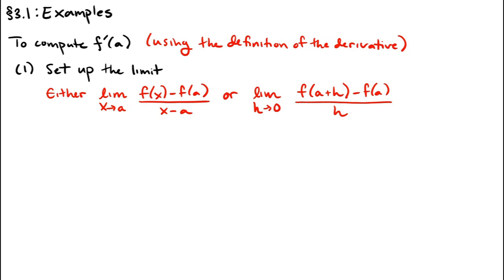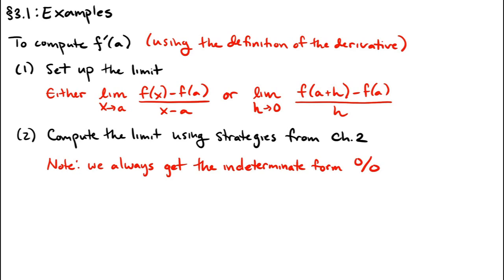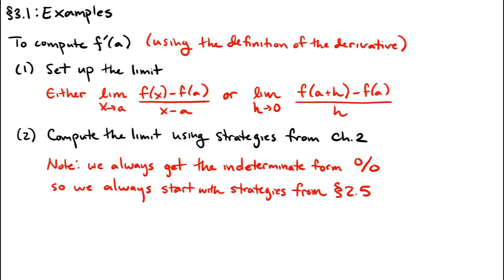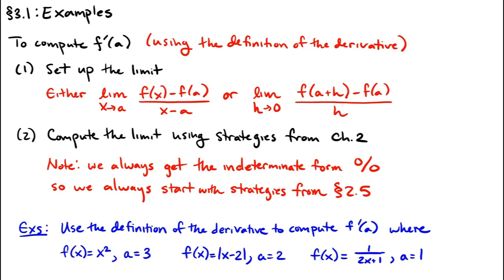Once you've set up the limit, then you need to compute it. Notice that in either case, when x is approaching a or when h is approaching 0, substitution will give this limit the form 0 over 0, which is an indeterminate form. So we're always going to have to start with using some of those strategies for indeterminate forms that we developed in Section 2.5. Then, after simplification, you might be able to use substitution, which we developed earlier in Chapter 2. Pause the video and try to calculate the derivative of f at a for each one of these three scenarios.